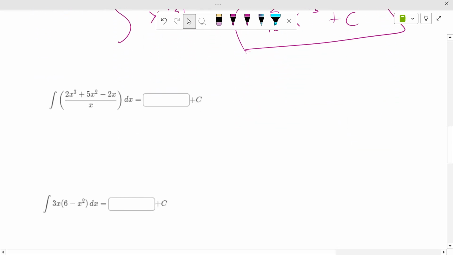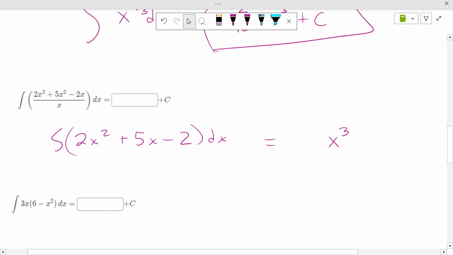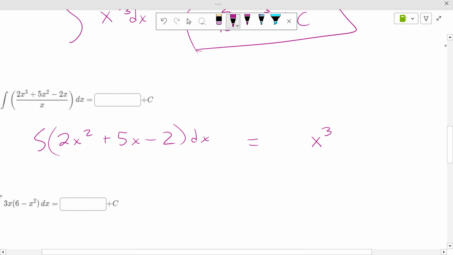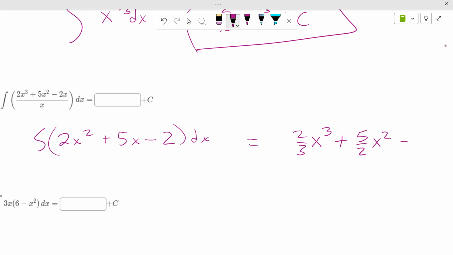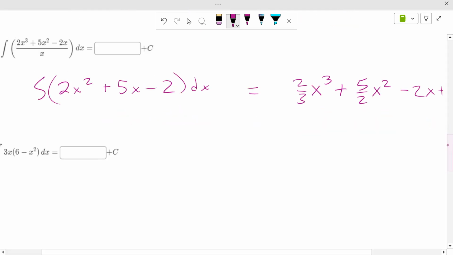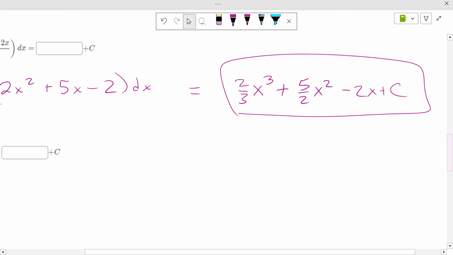Okay. Ooh, this one. It's a lot easier than it looks. Yeah, divide everything by x. So it's the integral of 2x squared plus 5x minus 2. If we integrate that, 2x squared becomes what? X to the 3rd. Two-thirds x to the 3rd. Because if you take the derivative of 2/3, 3 times 2/3 is 2x squared. Plus x squared. What goes to make a 5 in front? 5 halves minus 2x plus c. And the plus c will be there for you, so you don't have to worry about that.